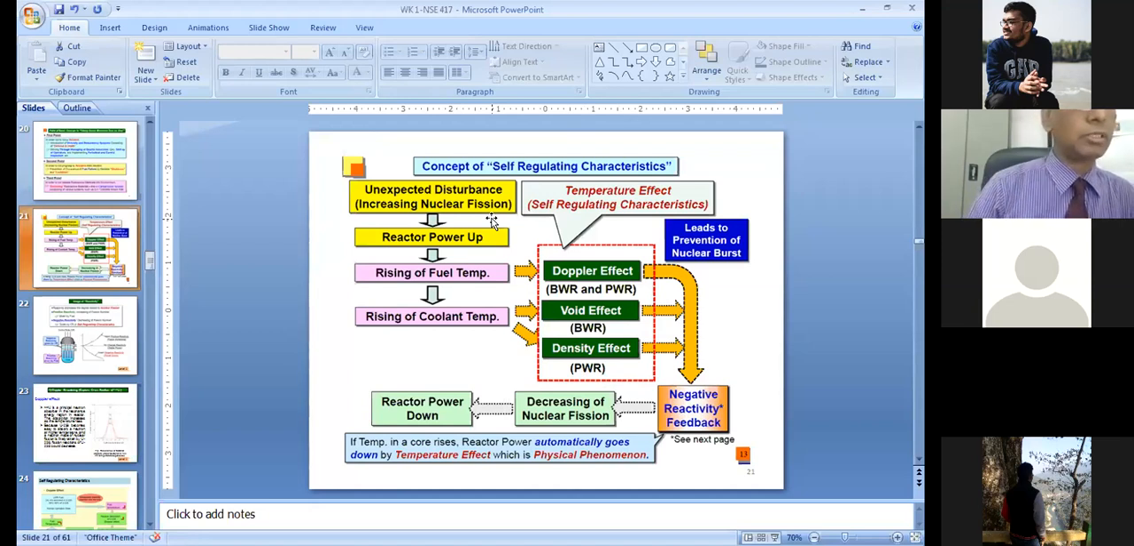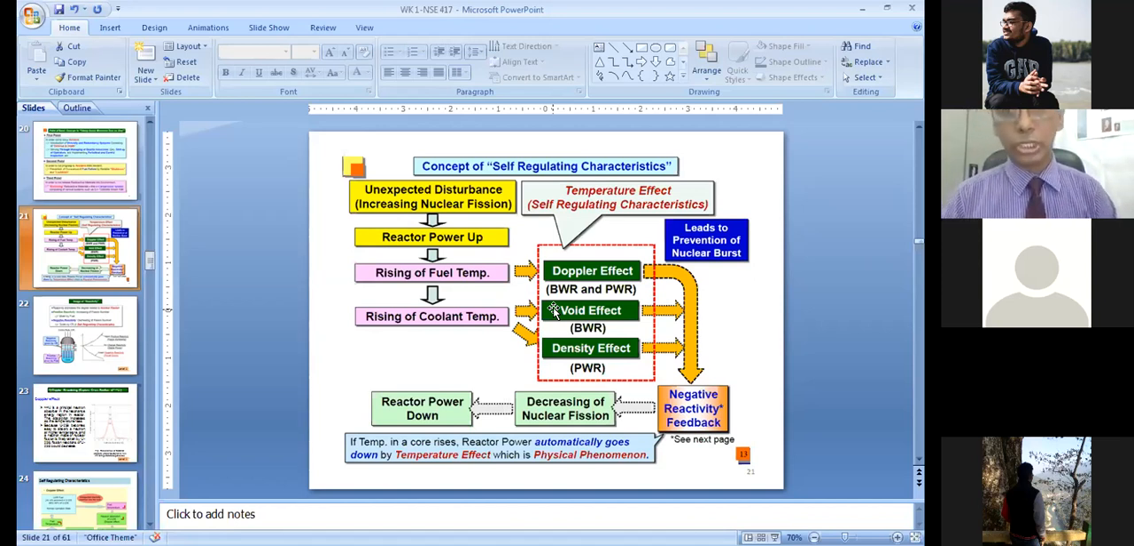It causes the Doppler effect, and it will create the negative reactivity insertion, meaning reduction of reactor power. So reduction of reactor power, the other name is called negative reactivity insertion or negative reactivity feedback. This is the Doppler effect. It arises from the dependence of the neutron cross section on the relative velocity between the neutron and nucleus.